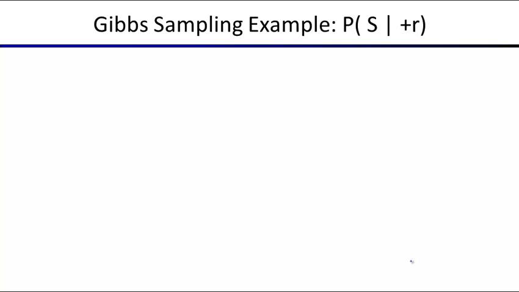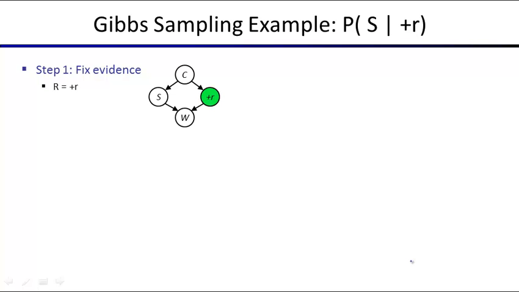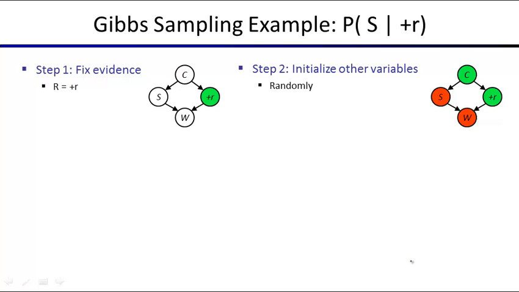So let's look at an example. Let's say you're interested in the distribution for variable S, given the evidence R equals plus R. So first step is fix the evidence, R equals plus R. Second step is we initialize other variables randomly. Doesn't matter how you do it. Maybe you could run likelihood weighting. Who knows what you want to do? You initialize it in some way. Here's our initialization. This is not a good sample. This was just randomly generated and not in a good random way. Just random in an arbitrary way.